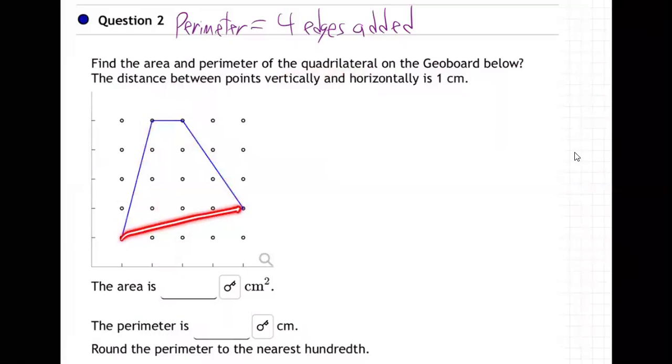Well, do we know how long this is? No, it's a slanted piece. It's diagonal. When it's diagonal, it's hard to tell because remember, diagonal lengths are not the same as perfectly sideways or vertical. As it says right here, the distance between points vertically and horizontally is 1, but not diagonally. Things go longer diagonally.